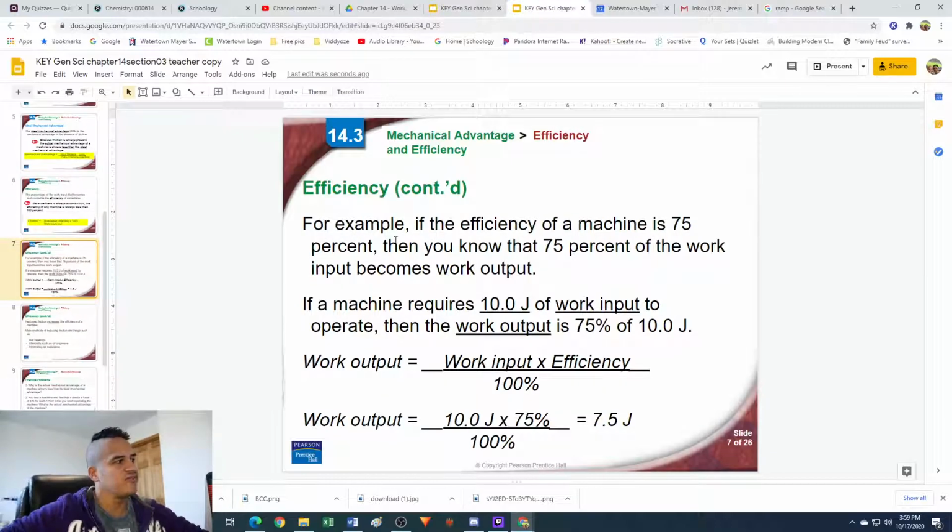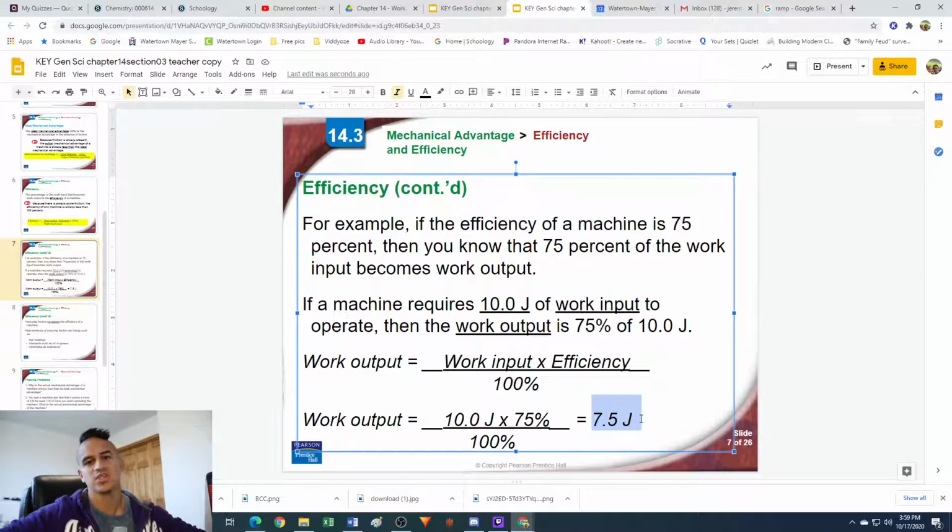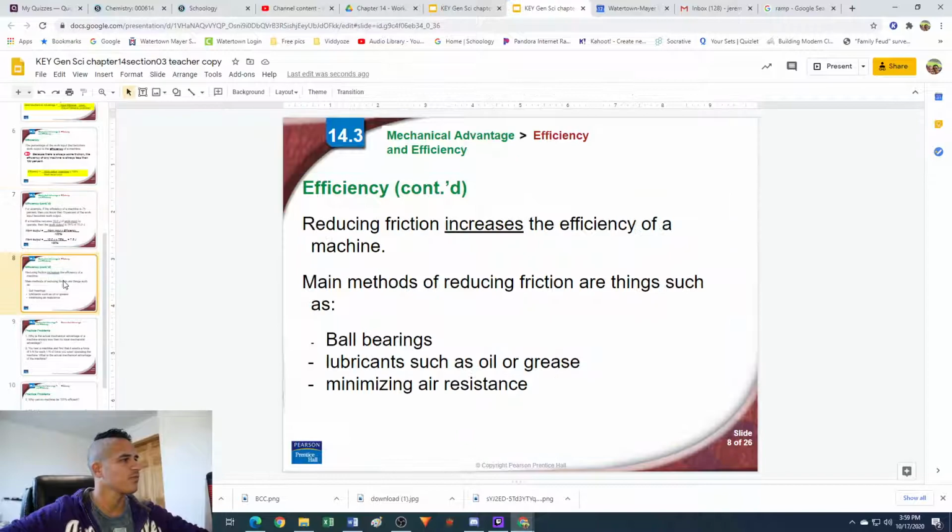For example, if the efficiency of a machine is 75%, then you know that 75% of the work input that you do is going to become work output. So if a machine requires 10 joules of work to be put into it in order to operate, then the amount of work it's going to give you out is 75% of 10 joules, which we can calculate as 10 joules times 75% divided by 100, and we would get that 7.5 joules will come out of the machine. So we're losing some amount of work, but not that much. 75% efficiency isn't great, by the way. It could be better, but it's not the worst either.